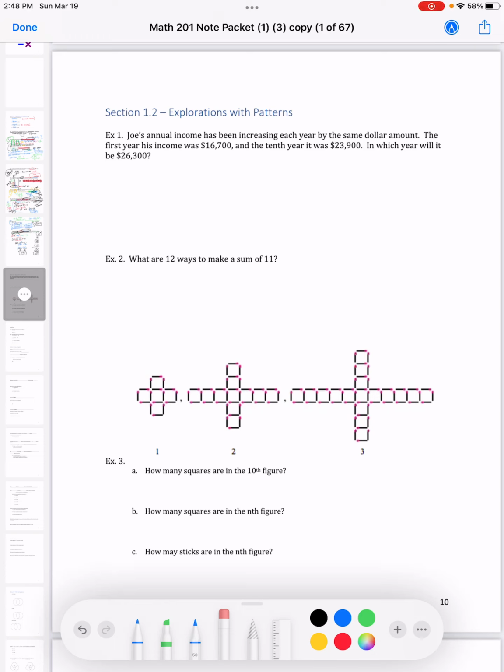This section is going to continue with these logic problems. All of these problems are going to be about patterns. We saw some of the last section that were about patterns, but these are also going to be about patterns.